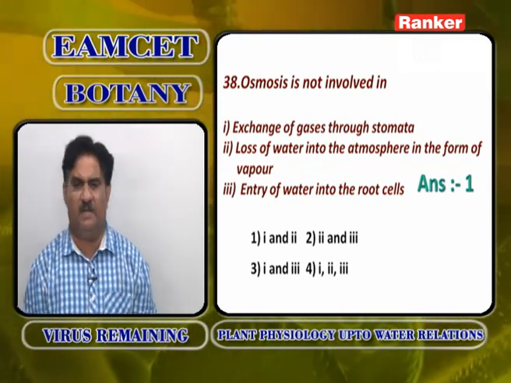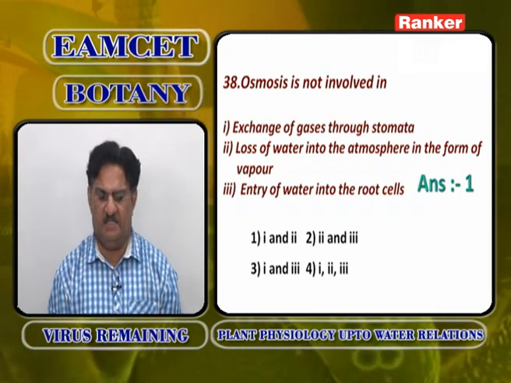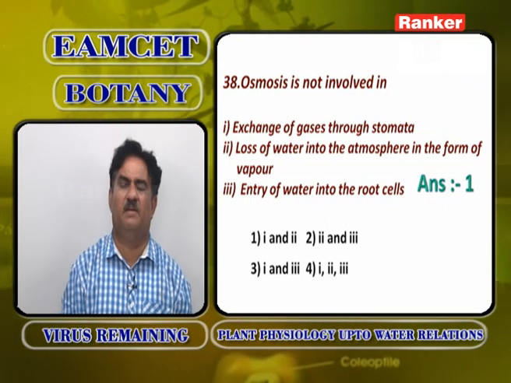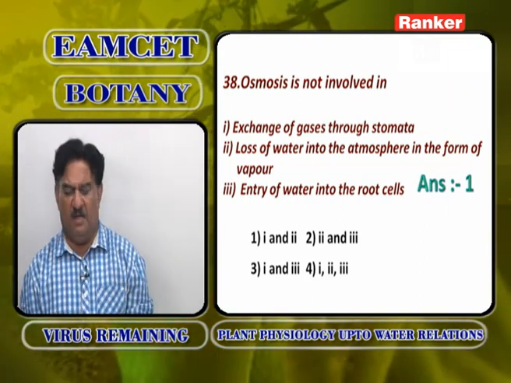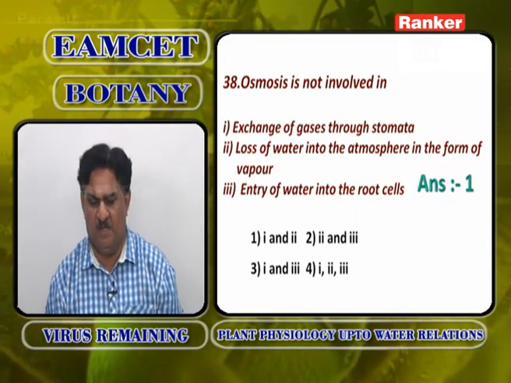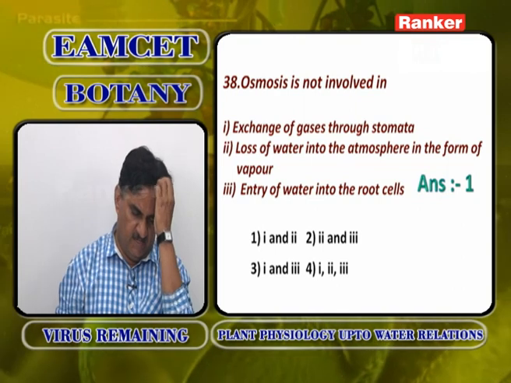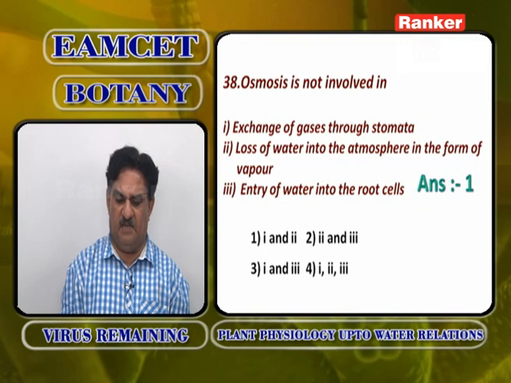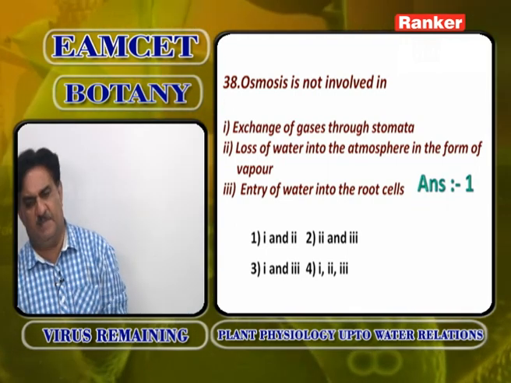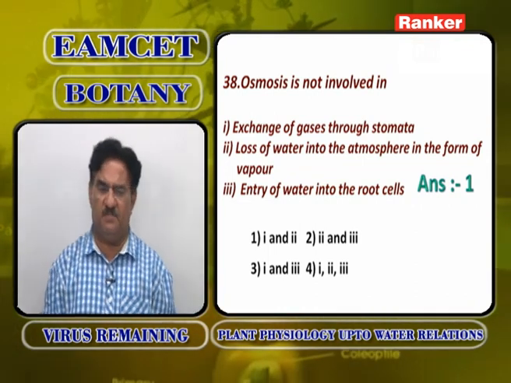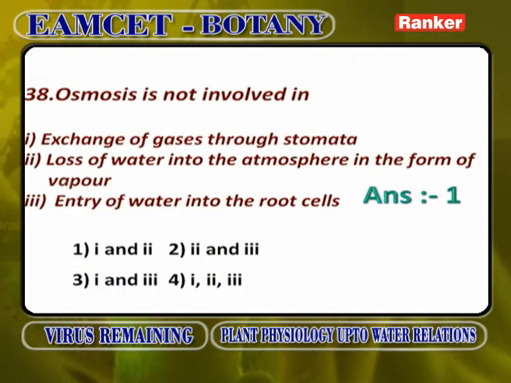Exchange of gases through stomata is done by diffusion. Exchange of gases through stomata, taking in of carbon dioxide, giving out of oxygen, takes place by diffusion. Loss of water into the atmosphere in the form of water vapor is nothing but transpiration. Transpiration always occurs by diffusion, that is, from higher concentration to lower concentration. Entry of water into root cells is only by osmosis.